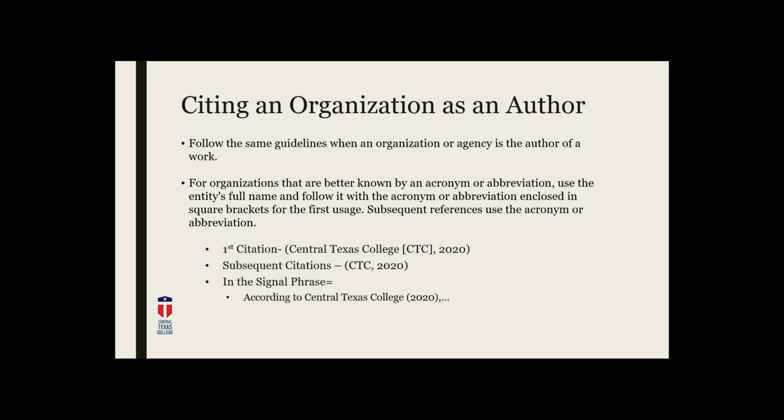When citing an organization, follow the same guidelines when an organization or agency is the author of a work. The organizations that are known better by an acronym or abbreviation use the entity's full name and follow it with the acronym or abbreviation enclosed in square brackets for the first usage. For subsequent references, you may use the acronym or the abbreviation. When using the organization's name in the body of the sentence, spell out the organization's name.